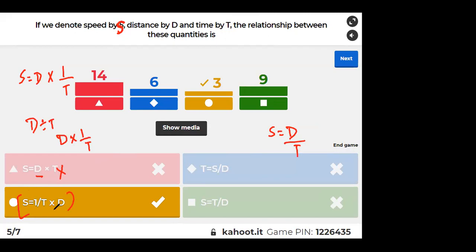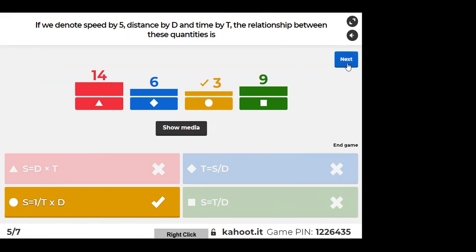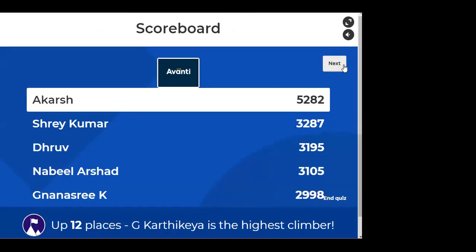It is 1 by T into D. Bindu, it is 1 by T into D, right? Actually, you may have misunderstood. It is 1 by T into D. Okay? There should have been a bracket, but I hope all of you got it, right? Did everyone understand? Right, Bindu? Next.